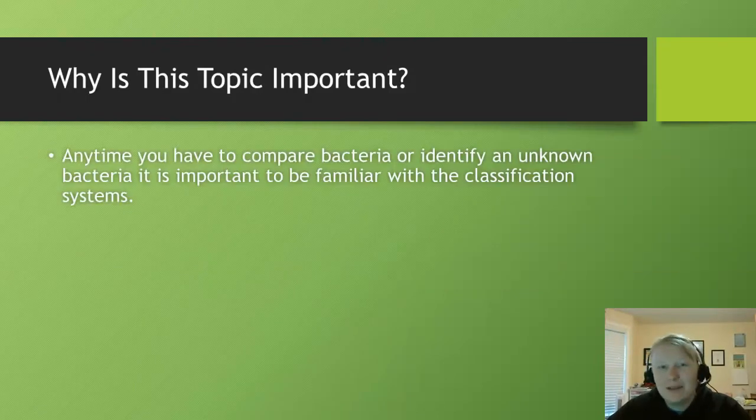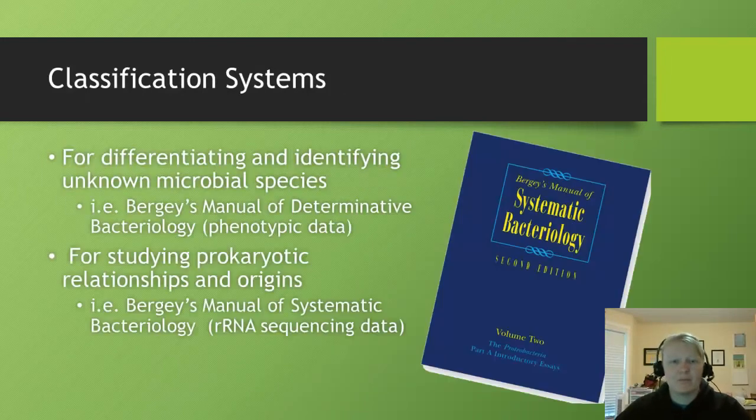So why is this topic important? It's important that we be able to understand the way that bacteria are classified and compared to each other. So that's why it's important that we are familiar with some of the classification systems. We have two main classification systems. The first of these is the Determinative Bacteriology Manual.